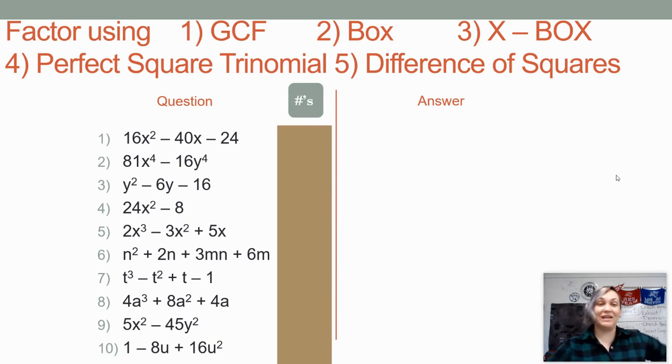All right, let's see how you did. So on number one, for sure it has a GCF because all these numbers are even. So definitely has a GCF.